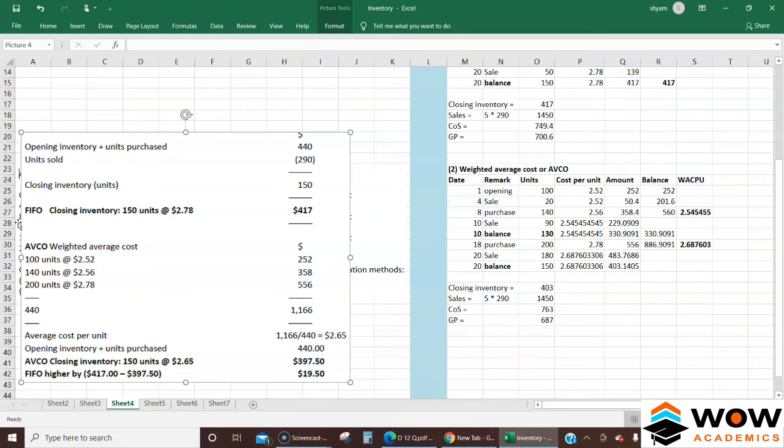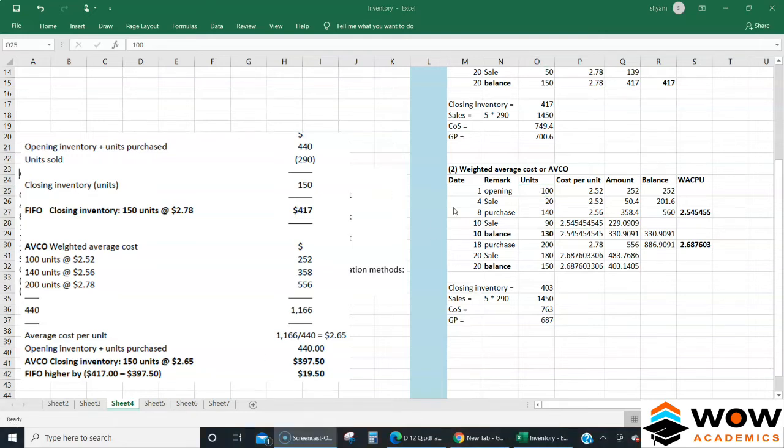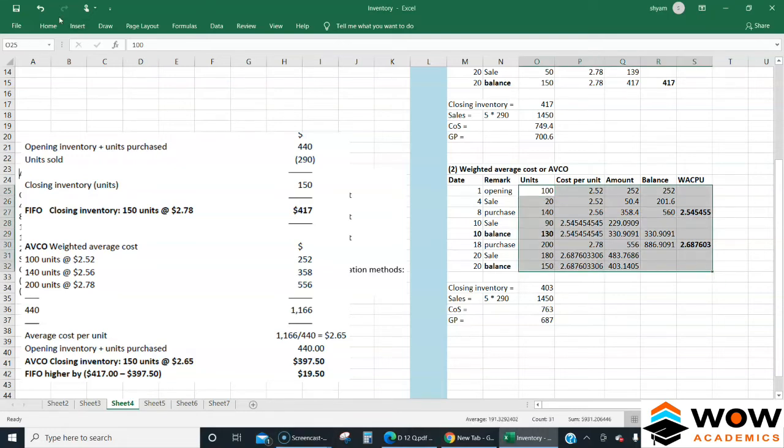So FIFO closing inventory value is 417. So that is right. And AVCO closing inventory value is 397. So did we get that? Okay, we got 403. I think that would have been some rounding difference. So if we reduce the rounding, I think we'll get the answer. So let's see.